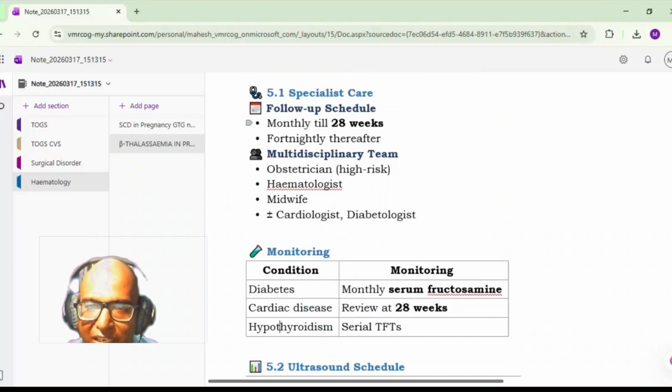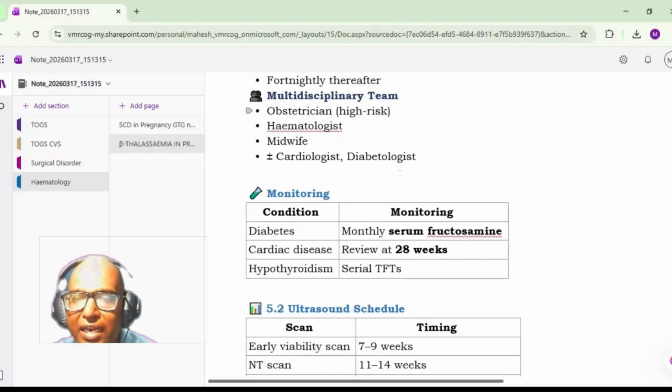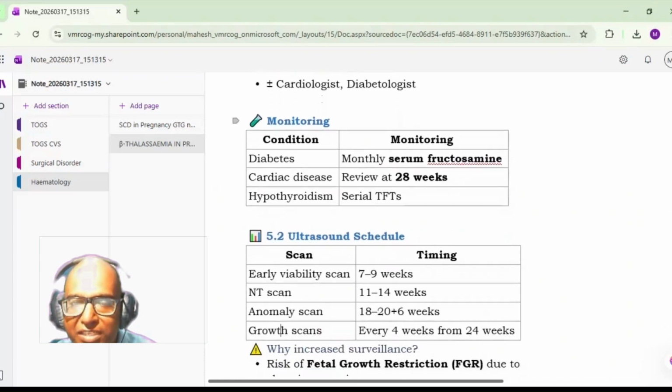It should be under specialist care. Follow-up schedule is monthly till 28 weeks of gestation, and after 28 weeks, she will follow up every 2 weeks. It is the multidisciplinary team care constituting of obstetricians, midwife, and hematologist, along with cardiologist and the diabetologist. So we need to monitor the diabetes. Monthly serum fructosamine levels are to be done. Cardiac disease, cardiologist review at 28 weeks of gestation, and for hypothyroidism, serial TFTs are to be monitored.